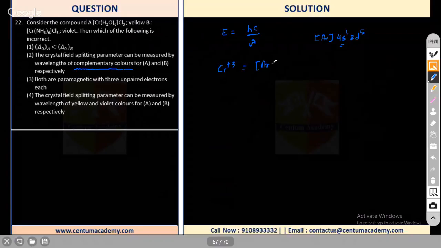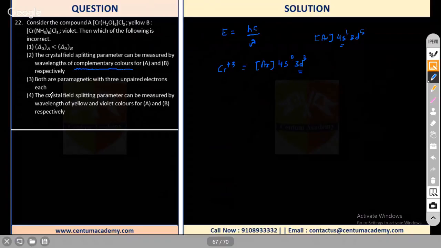So its electronic configuration will be 4s0 3d3. So this has 3 unpaired electrons because again the pairing does not take place because the ligand is weak. Similarly, you can find it out for chromium also, it is fine, right? So +3 we have, so it is again 3 unpaired electrons in this also. So third option is also correct.